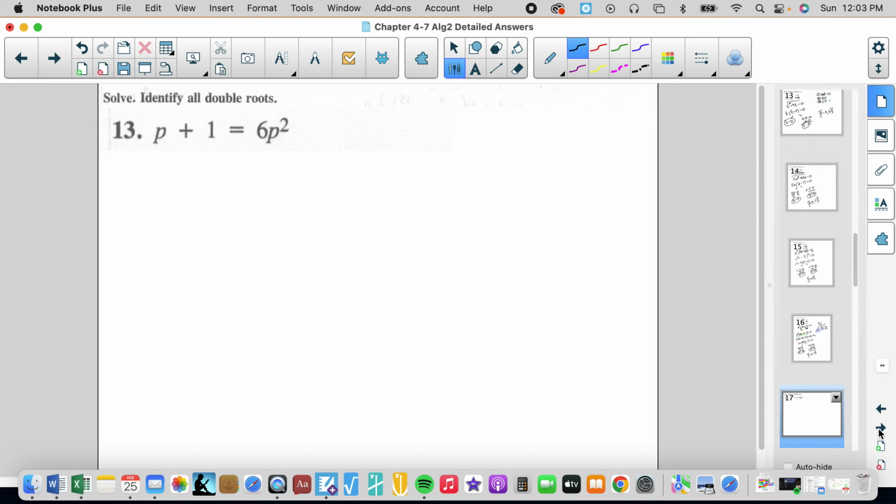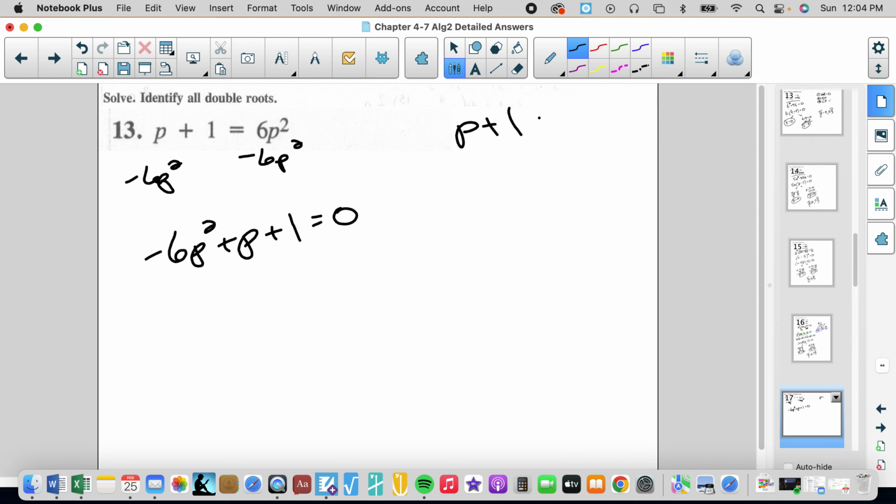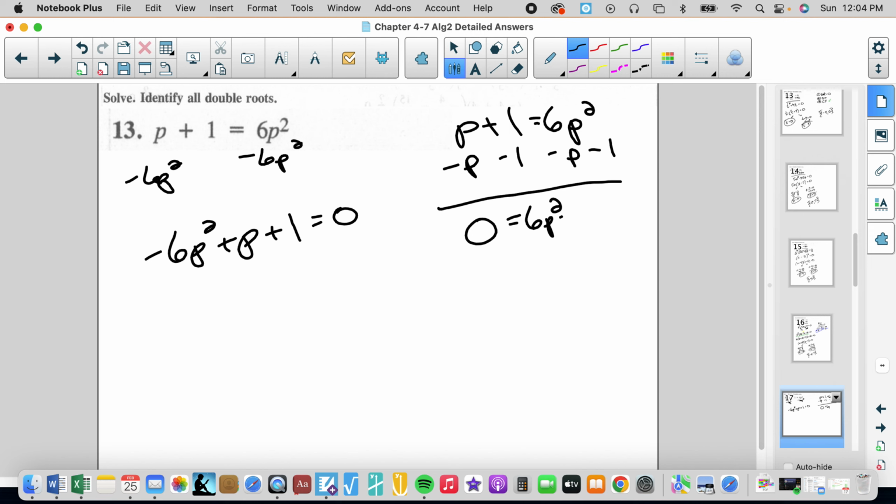Oh, okay. So a lot of students would want to move things over, but you get negative 6p squared plus p plus 1 equals 0. And we can't have a first term negative when factoring. So we could do two things. When you had this equation, you could have subtracted p and subtracted 1 and gotten 0 equals 6p squared minus p minus 1. Now your first term is positive. Or we can factor out a negative, which gives us 6p squared minus p minus 1 equals 0, with a 1 there. A little bit the same, a little bit different.